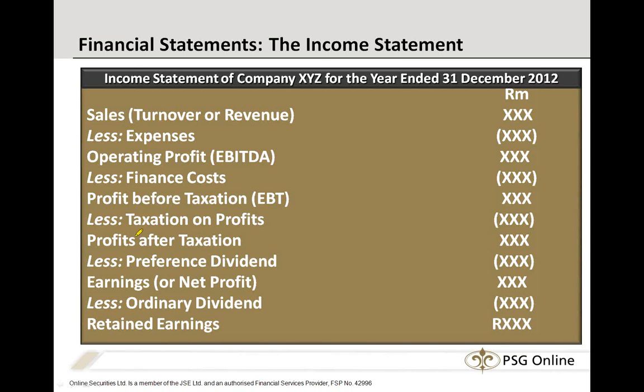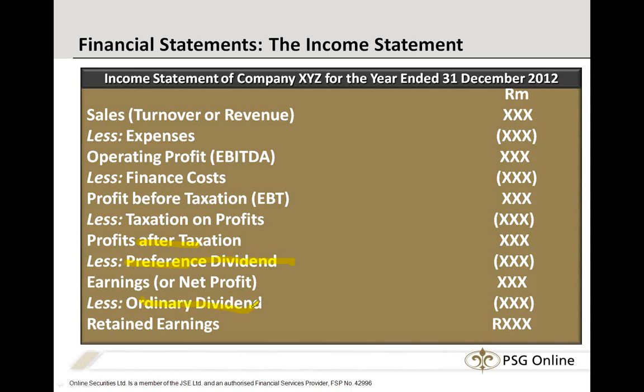Then we get our profits after tax, okay, and then after that, depending on the company's capital structure, when the company first started out, we might have had ordinary shareholders, but we also might have had preference shareholders. Now, the big difference between a preference shareholder and an ordinary shareholder is that a preference shareholder gets his dividends first. The disadvantage is they have no say at the AGMs and things like that. So that's a major difference. So just in case the company has any preference shareholders, we disclose that we're paying out the preference shareholders first. Okay. Then we get our earnings owed to shareholders, or net profit, and then our ordinary dividend.